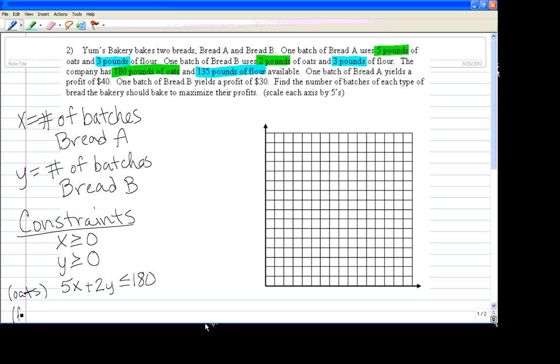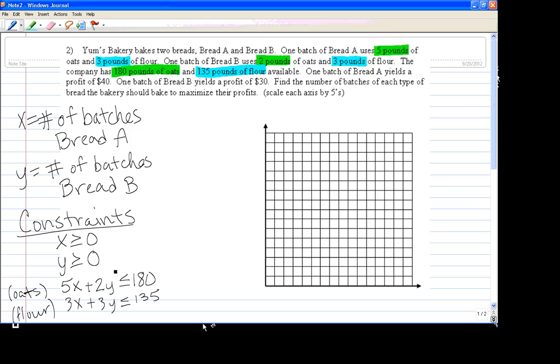For the flour, we do a similar thing, which is all the information I have highlighted in blue. So there's 3 pounds of flour for each batch of bread A, 3 pounds of flour for each batch of bread B, and that must be less than or equal to, sorry about the bell ringing, less than or equal to the number of pounds of flour available, which is 135.